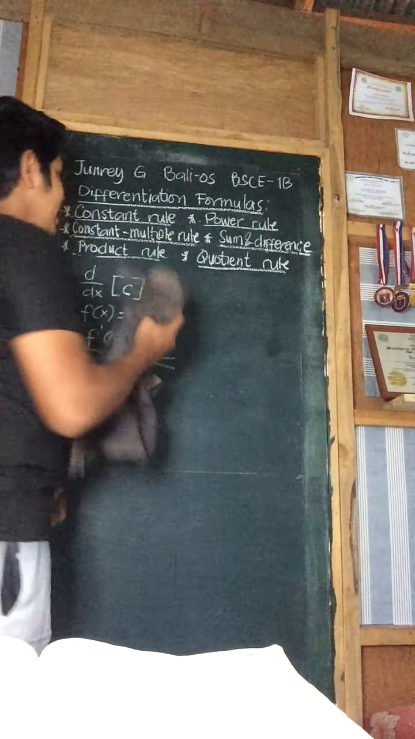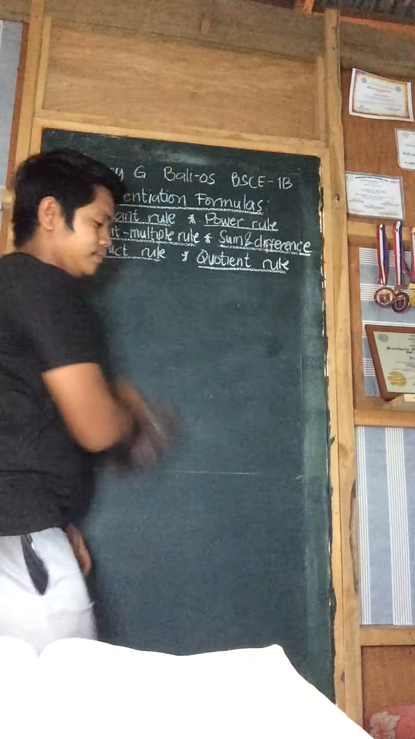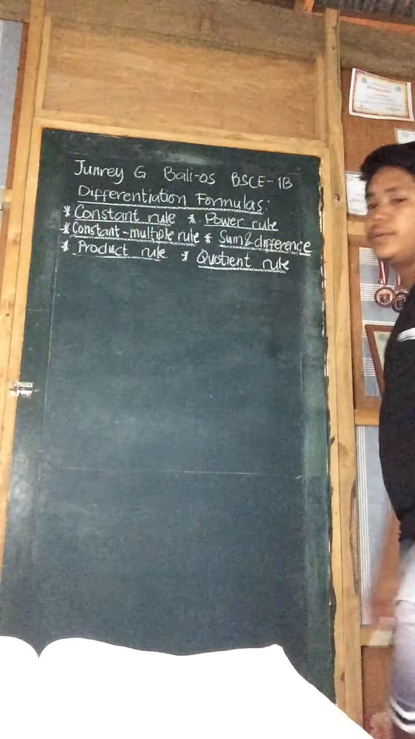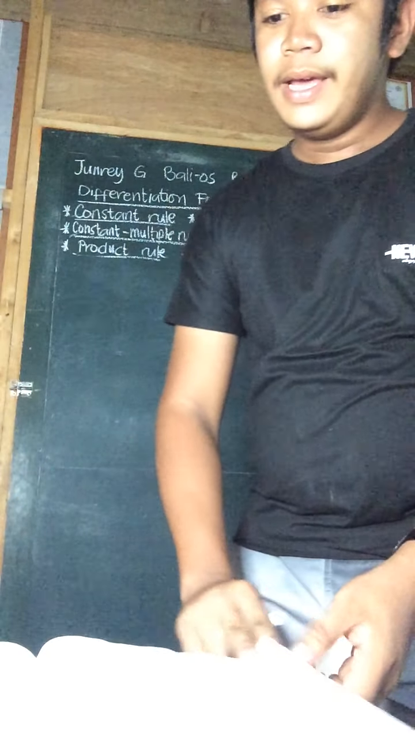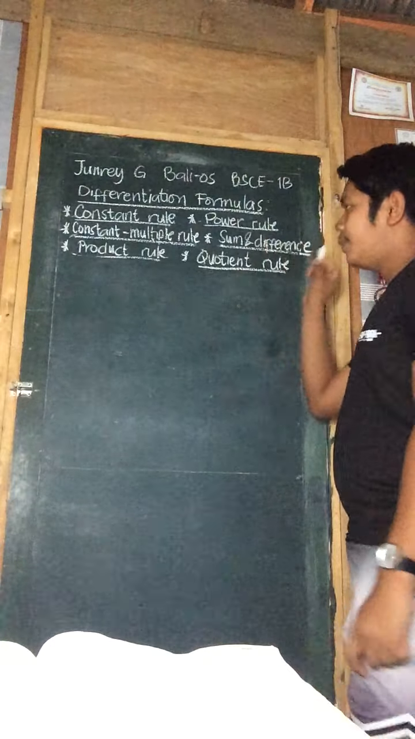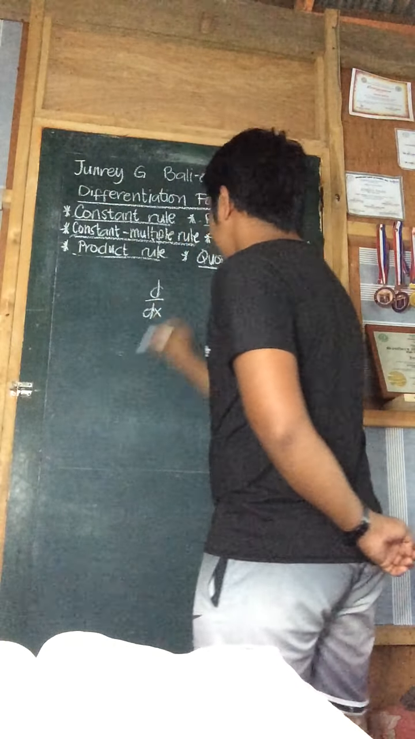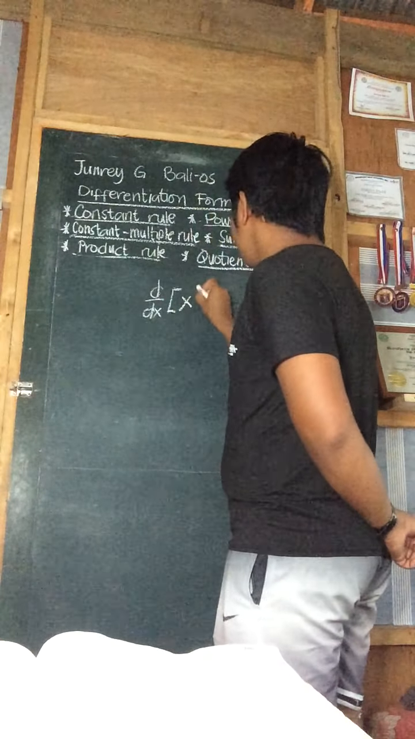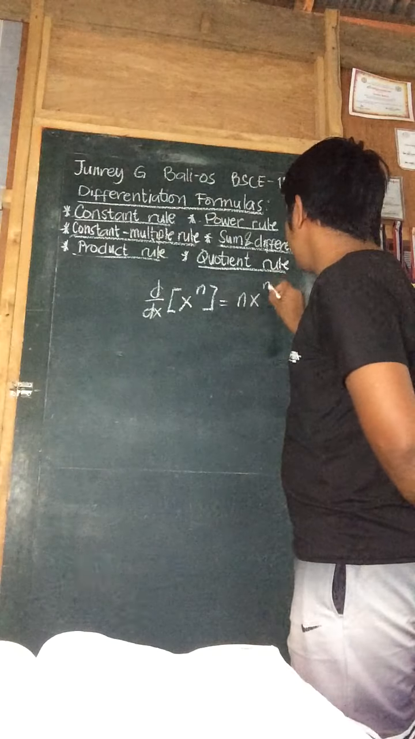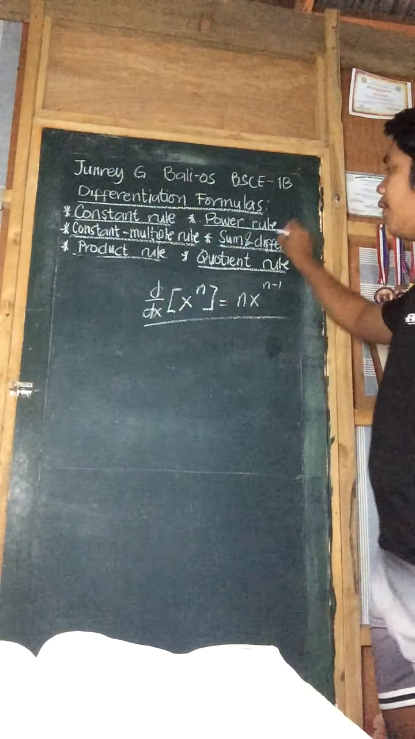So next we have the power rule. The power rule: if n is any real number, then the formula of the power rule is this: d over dx, or the derivative of x raised to n, is equal to nx raised to n minus 1. This is now the formula of the power rule.